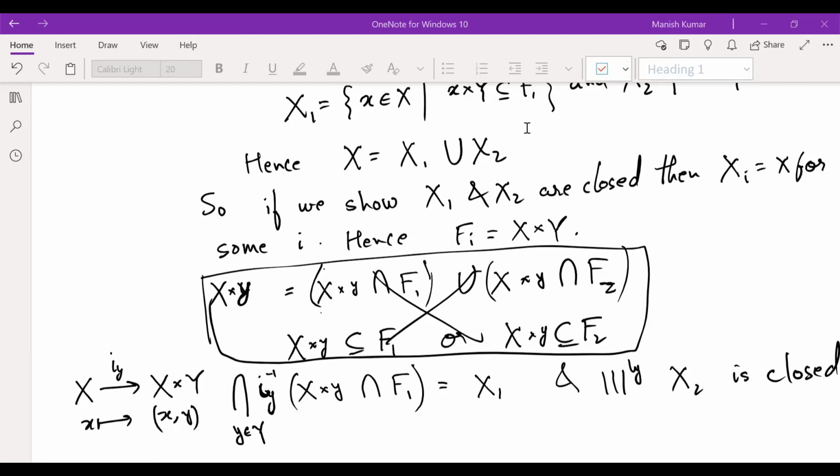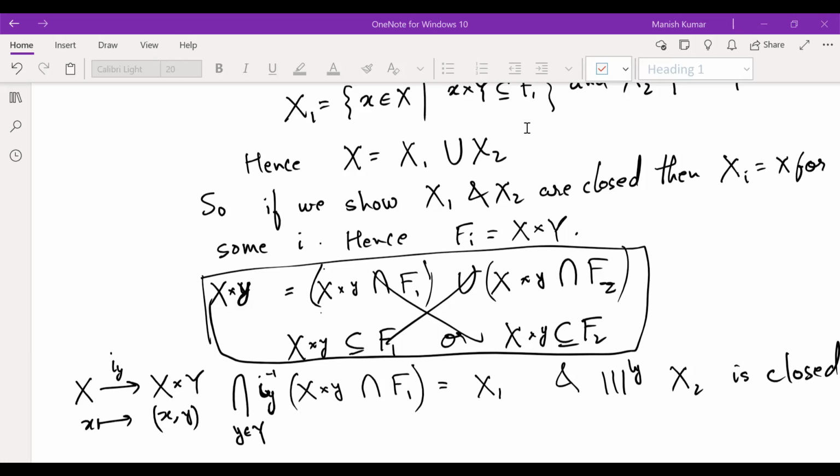So you get that the inverse image Iy inverse of X cross y intersection F1 is a closed subset. Now if you intersect as y varies, then you get precisely X1, because if x belongs to X1, then for every y in Y, x belongs to Iy inverse of X cross y intersection F1, and conversely, if x belongs here, then you can show that it belongs to X1.